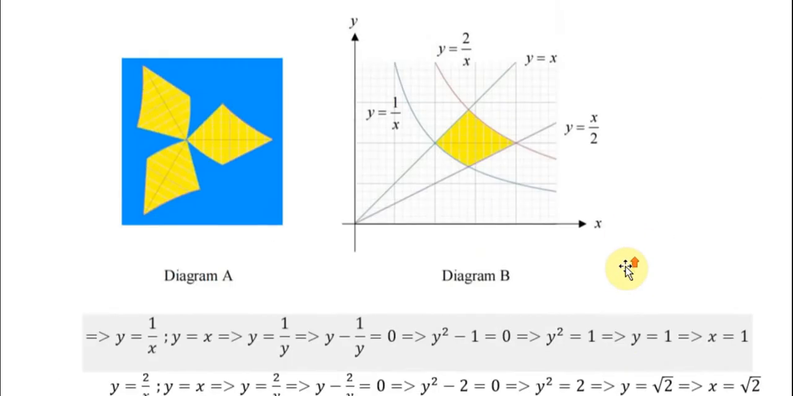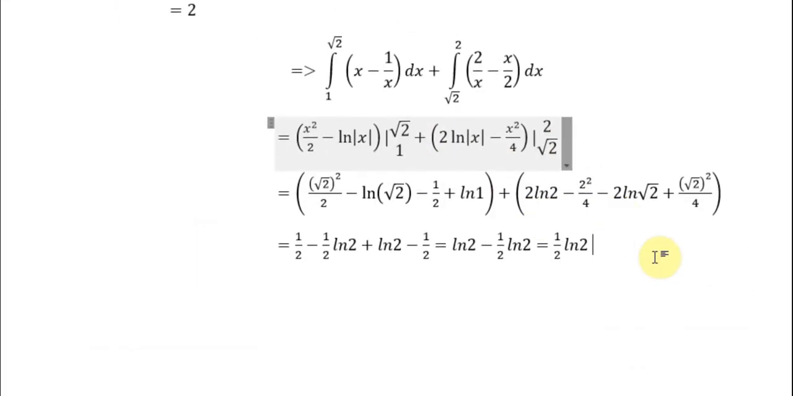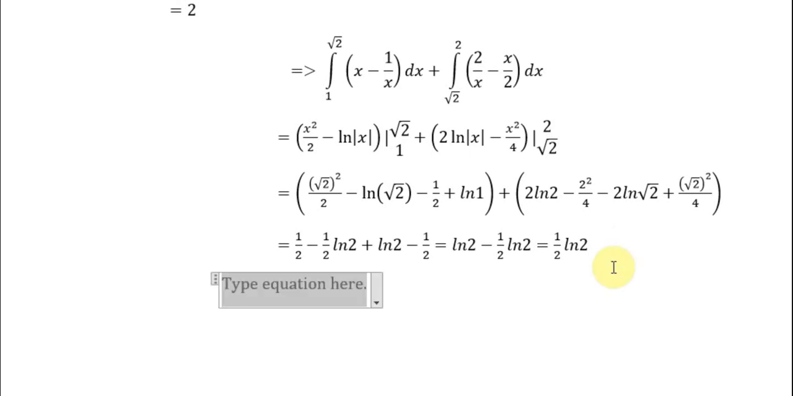So the area of one object is about 1 over 2 multiplied by logarithm of 2. So we have 3 objects in here, so we multiply by number 3. And this is the final answer. That's it, the end. Thank you for watching.